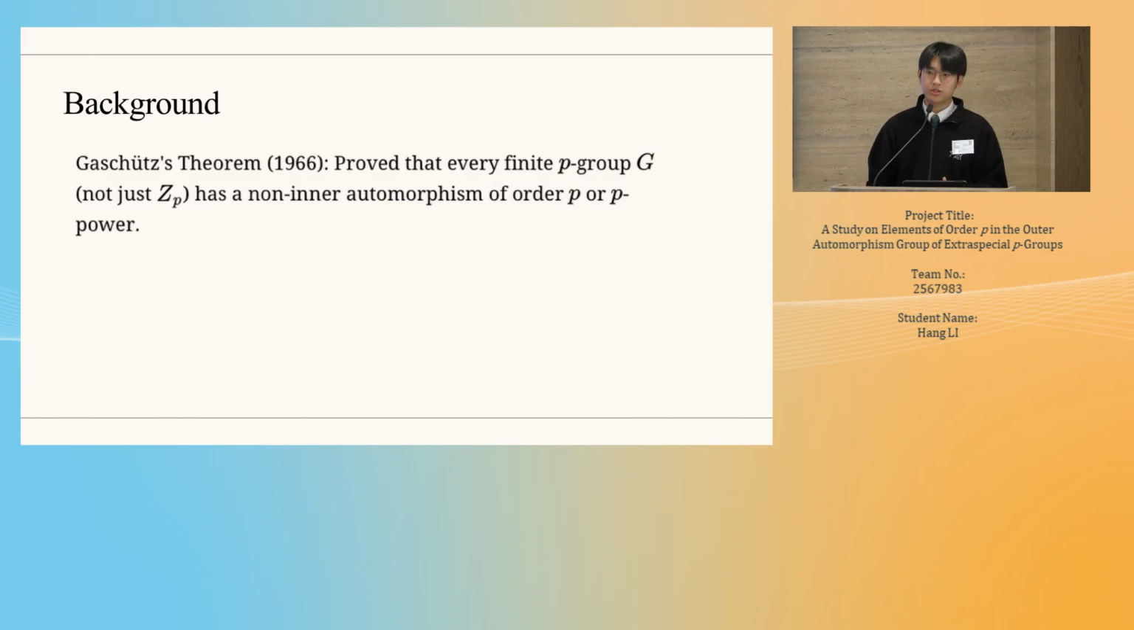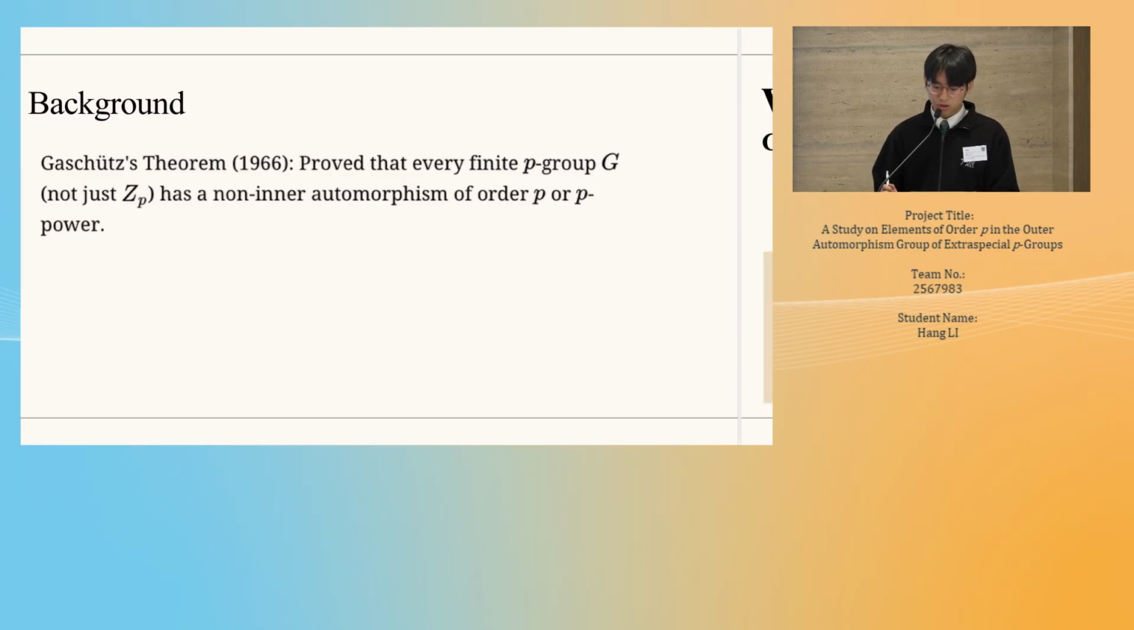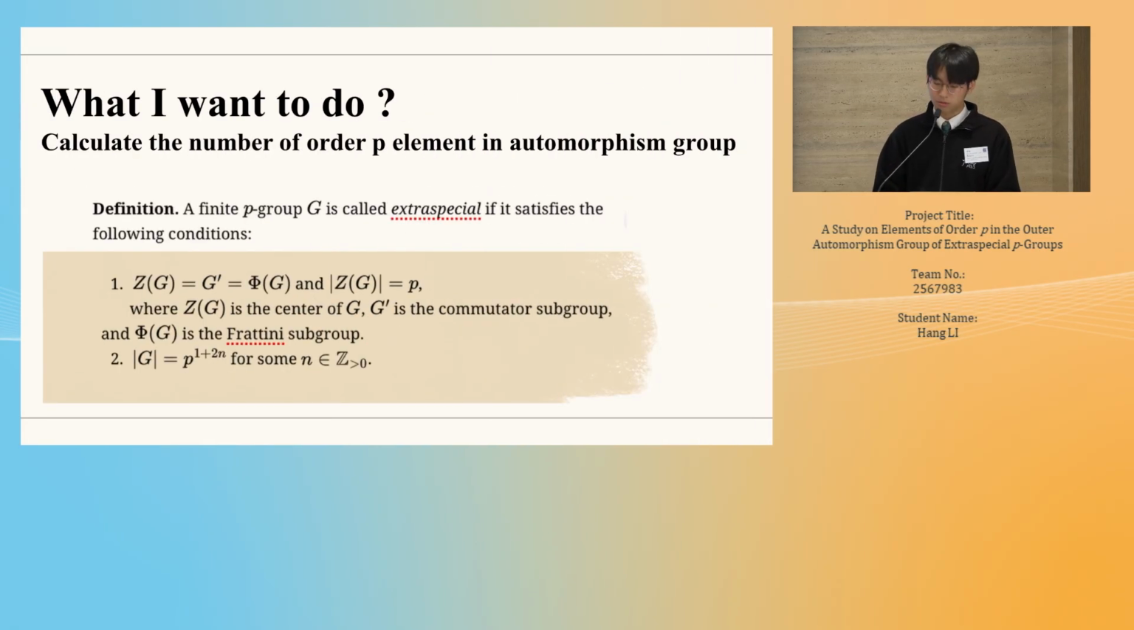But it is a huge question, because the number of order P elements depends on the type of the groups and the size of the group. So I start to focus on a really specific group called the extraspecial P group. An extraspecial P group is a group where the center is equal to the commutator subgroup, which is equal to the Frattini subgroup, the order of the center is equal to P, and the order of the group is P to the power of an odd number.